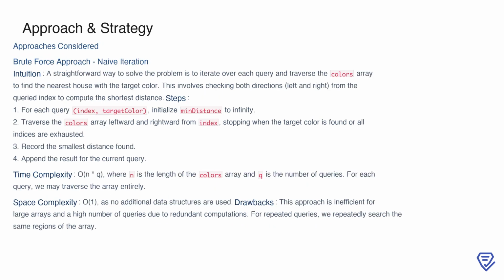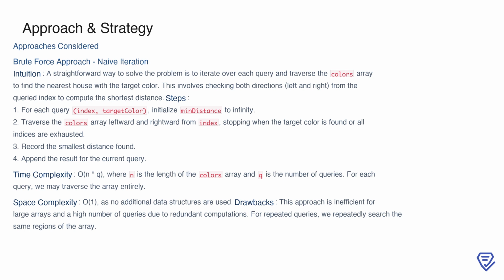To solve the problem of finding the shortest distance to a target color, one approach we can consider is the brute force method. The intuition here is straightforward. For every query, we iterate through the colors array and look in both directions, left and right, from the queried index. We calculate the distance to the nearest occurrence of the target color and keep track of the smallest distance found.